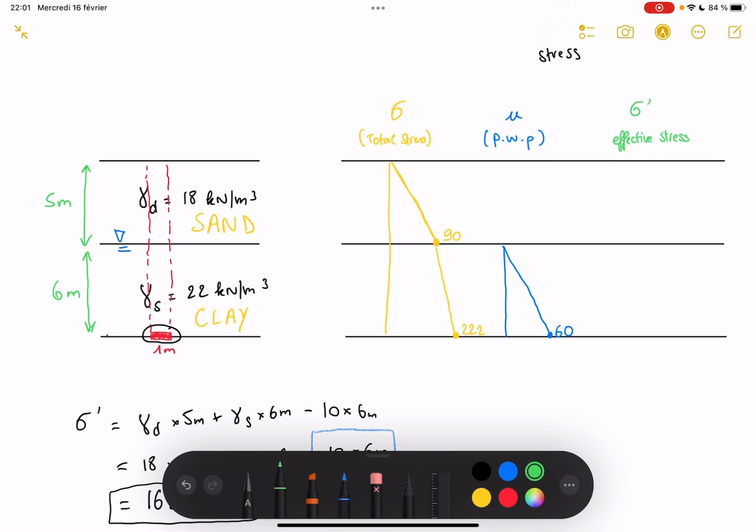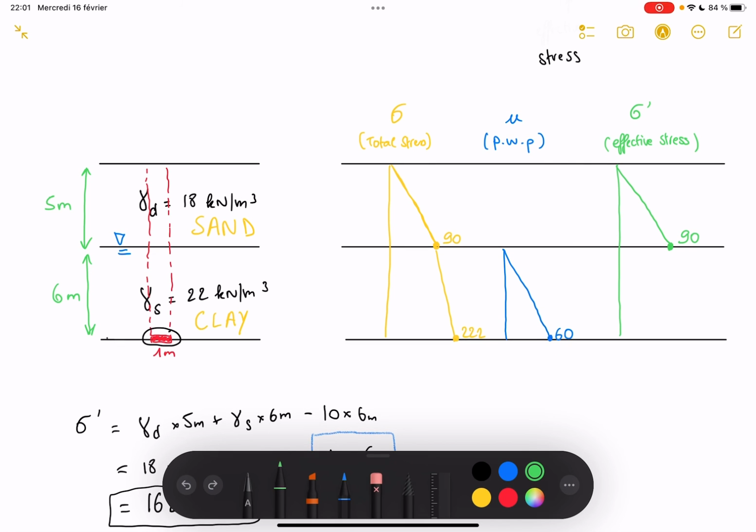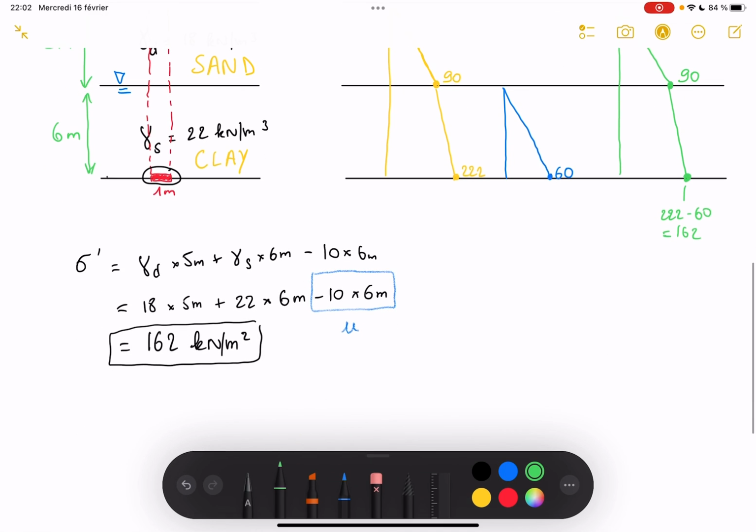Now here we go for the effective stress. You will be drawing everything again. The top will not change, simply because it is not affected by the water. Just as a reminder, the layer here is dry soil, so there's no moisture. However, below, I'll write it like this first: 222 minus 60, which gives you 162, which is the value you got here.